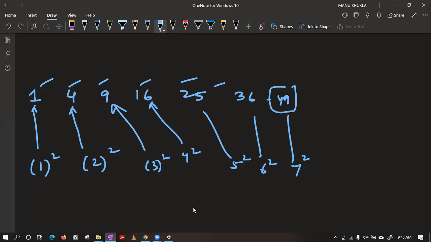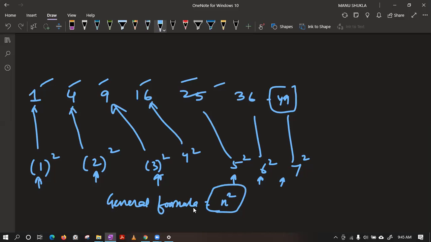I can say the general formula is simple n square. You can see only one term was variable. No constant term is there. That is why it became n square. I hope it is clear to everyone. You will find it very interesting. You just need to understand the pattern.